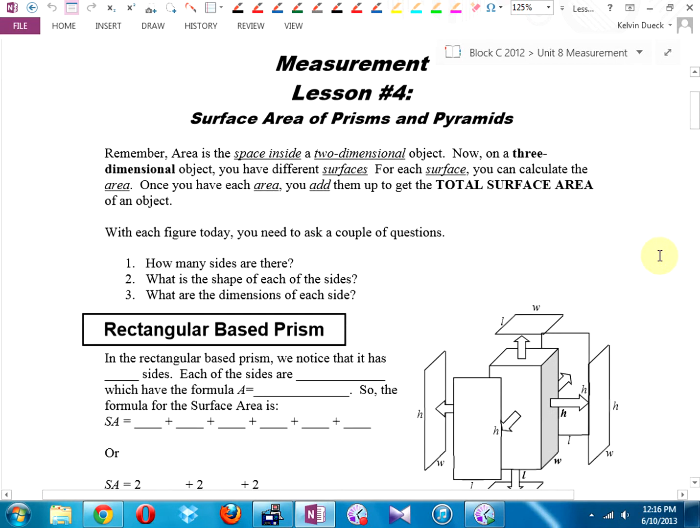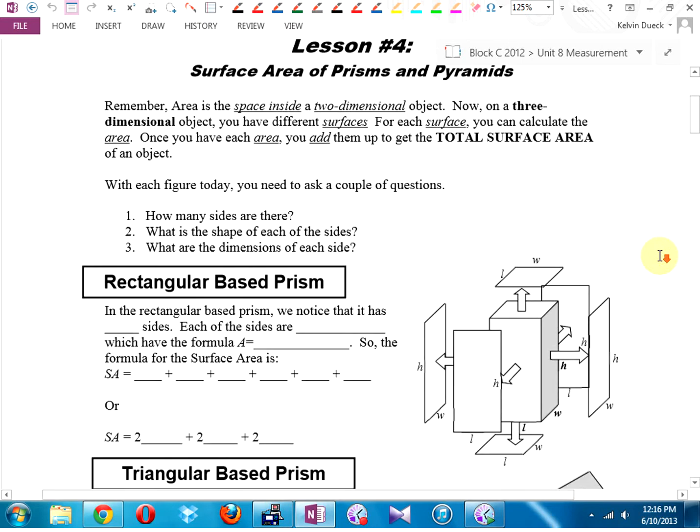So with each figure today, you need to ask a couple of questions. How many sides are there? Are any of them identical so that instead of finding each one, you can just multiply by 2 or by 3 or by 4 to add them up? What's the shape of each side? What's the dimension of each side?